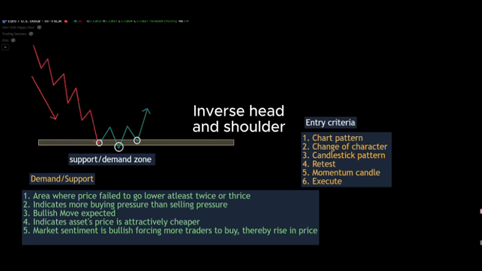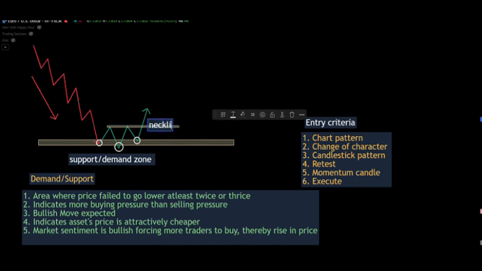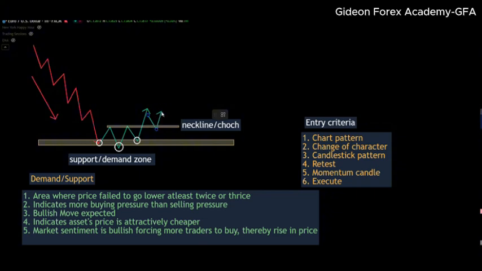Once you see this happen, you wait for the break above the neckline of that inverse head and shoulder pattern. That indicates a change of character right there. Okay, that would be the neckline or change of character, right there. And so what you are waiting for is a retest of that neckline. And then after the retest, you are waiting for momentum to the upside. Okay, either a bullish engulfing candlestick pattern indicating bullish momentum to the upside.